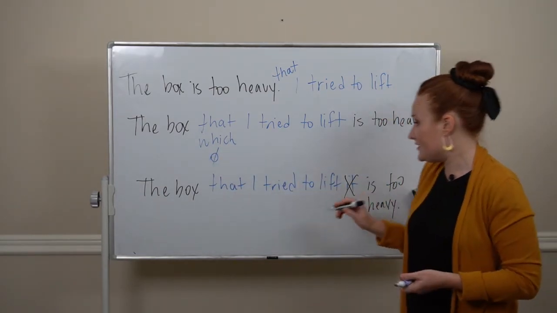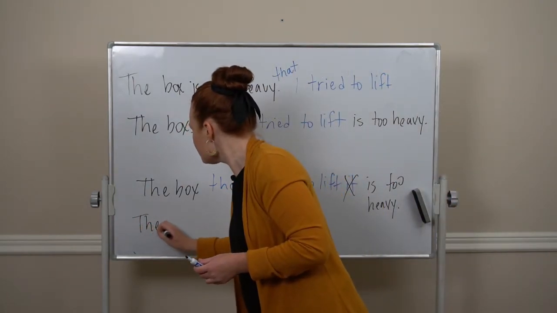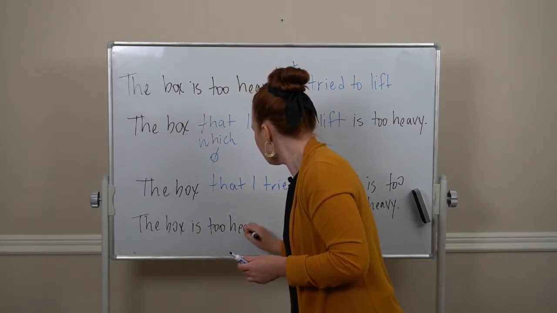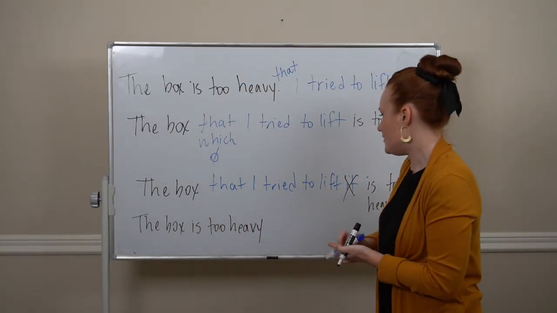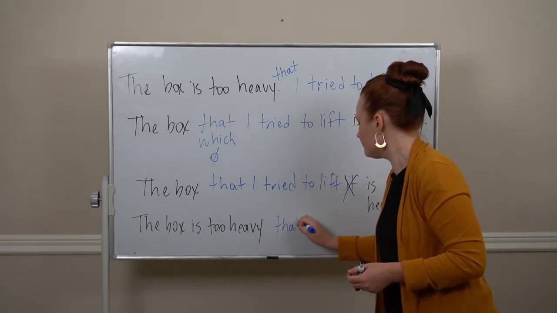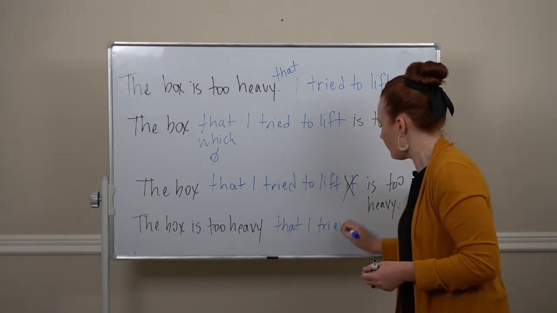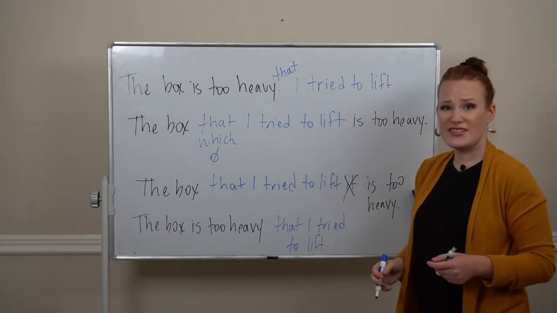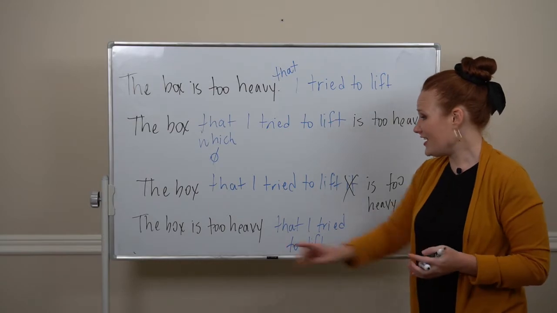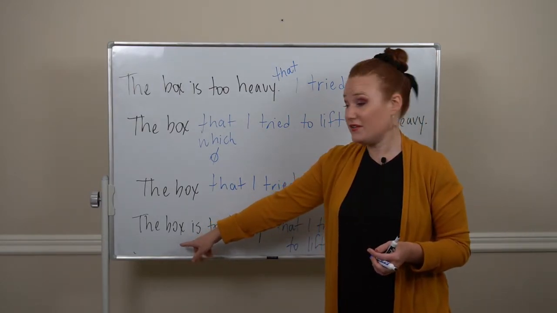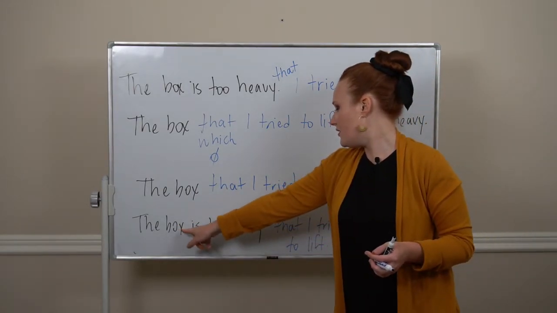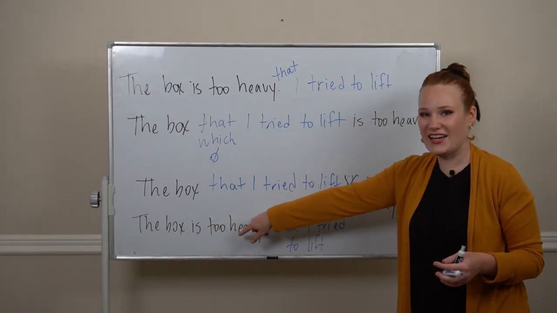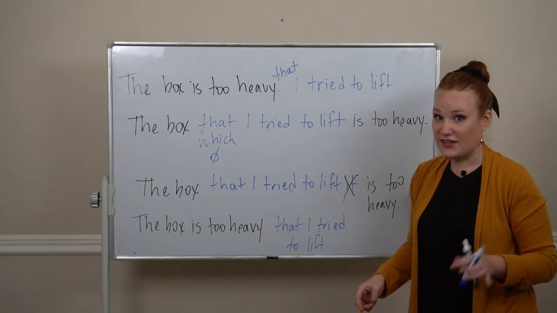Another mistake that I see. The box is too heavy that I tried to lift. What's the problem here? It's not after the noun it's describing. It needs to go right there. The box that I tried to lift is too heavy. After the verb, after the adjective, it doesn't work anymore. Got to go right after the noun.